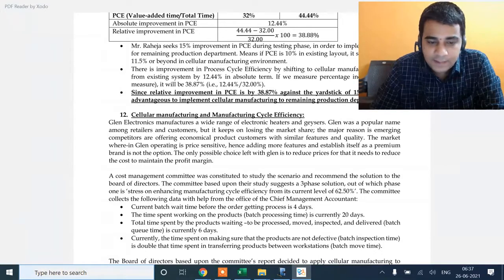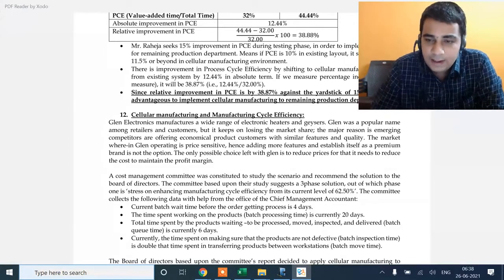Glen Electronics manufactures a wide range of electronic heaters and geysers. Glen was a popular name among retailers and customers, but it keeps on losing market share. The major reason is that emerging competitors are offering economical products to customers with similar features and quality. The market in which Glen operates is price sensitive. Adding more features and establishing itself as a premium brand is not an option. The only choice left is to reduce prices, so it needs to reduce cost to maintain the profit margin.